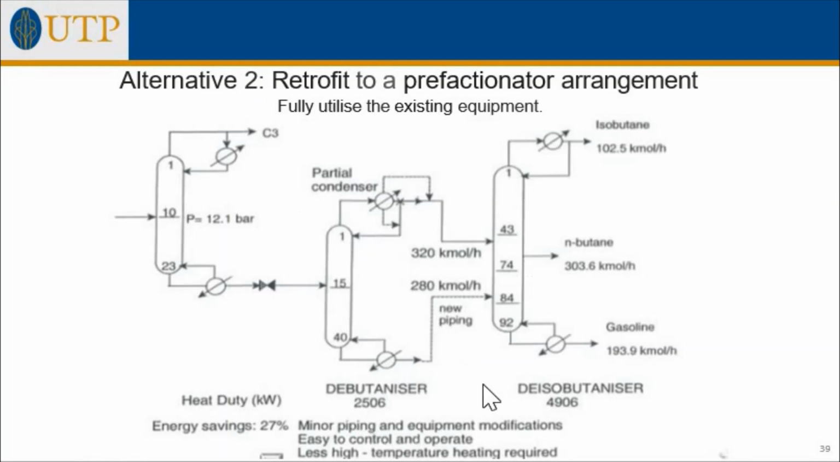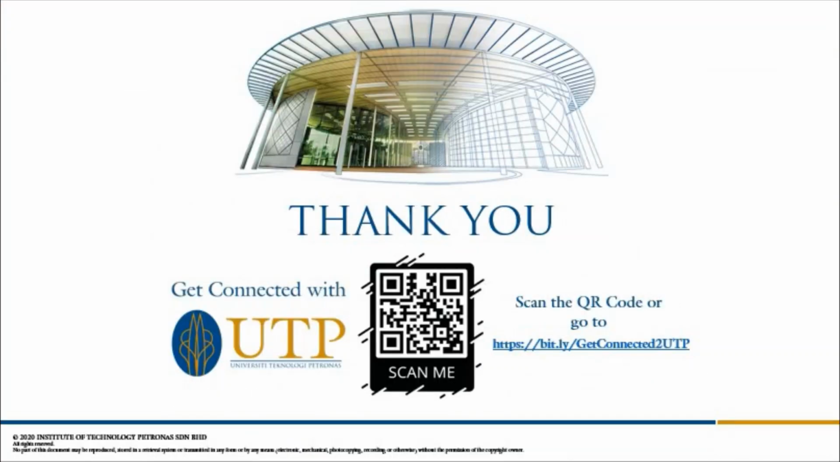And also, this arrangement involves minor piping and equipment modifications. It is easy to control and operate and has less high temperature heating requirement. We can achieve 3 product separations in the isobutanizer, whereby isobutane is the top product, gasoline the bottom product, and n-butane a side stream. That's all for lecture 6. Thank you for your attention.